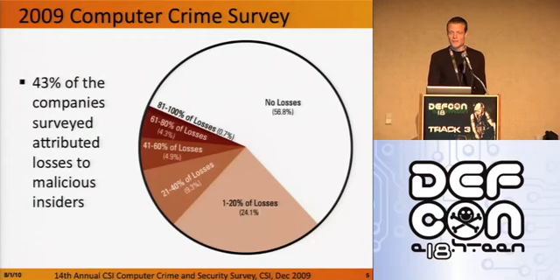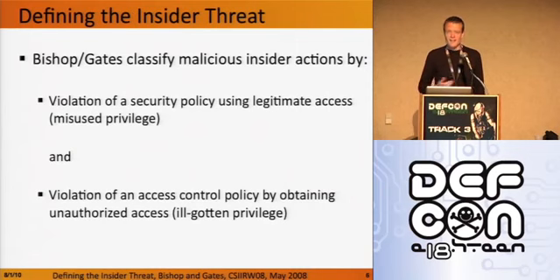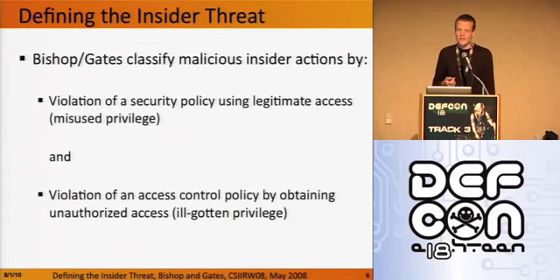So first off, last year, more than 43% of organizations that responded to a CSI survey said that they attributed at least some of their losses to insiders, so people that were employed by their company, ostensibly working towards the same goals as the company, but that deliberately exacted some damage. I like a definition that Bishop and Gates from CA Labs, and Matt Bishop, of course, at UC Davis, used to define the insider threat.